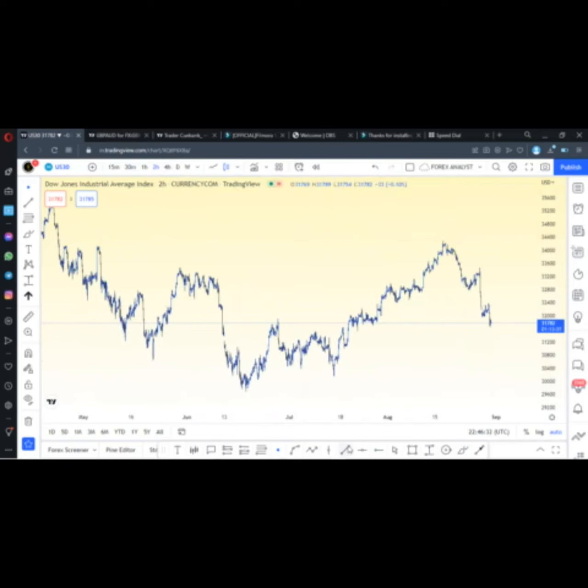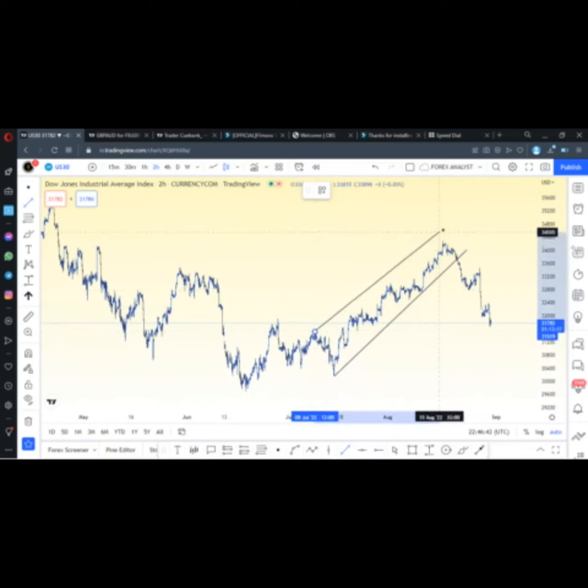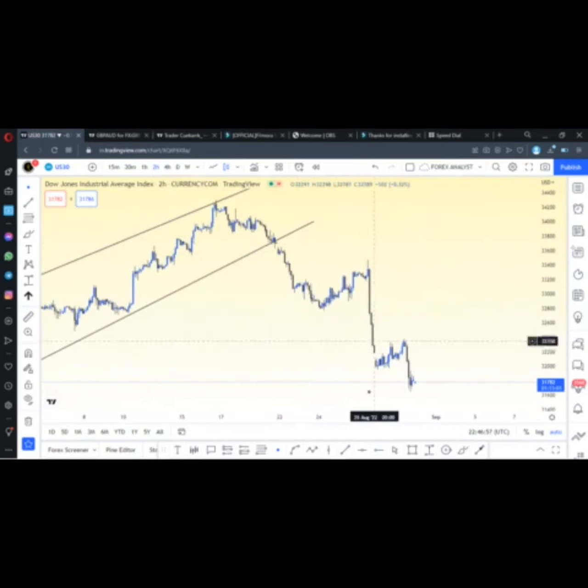So this is the US30. We got a nice pattern here that formed and broke below, right? Got a nice pattern here, broke below. Got our first touch, our second touch, broke on the third touch, right? The thing about the US30, it's very, very volatile, so you've got to be careful when trading this.